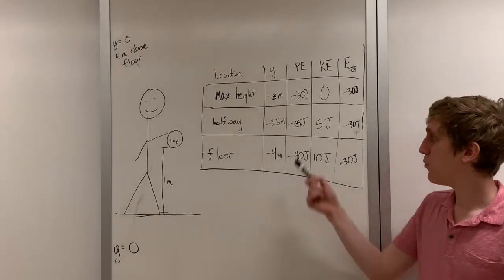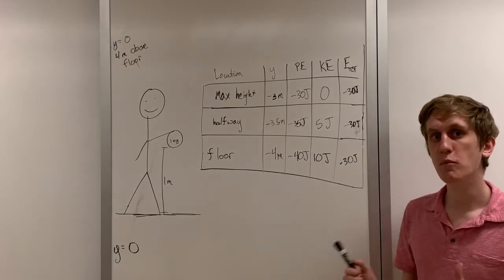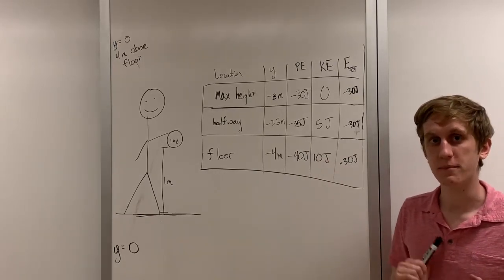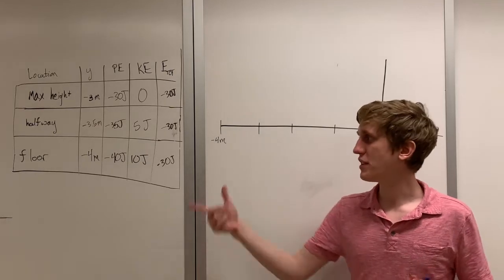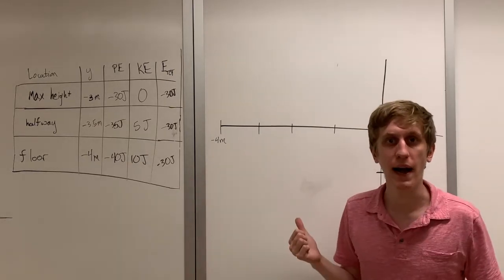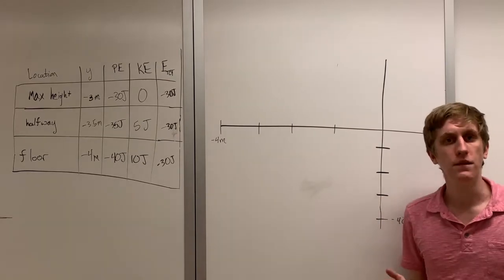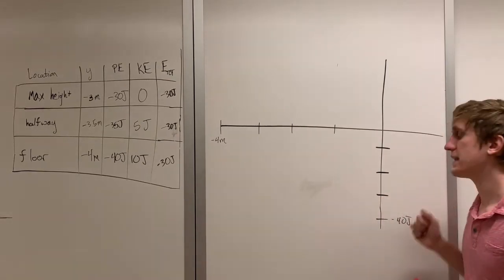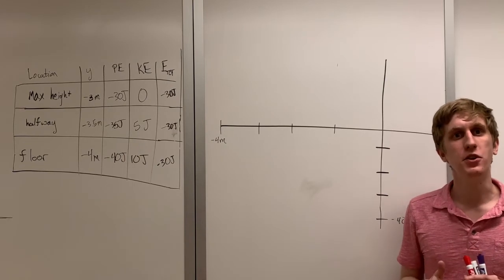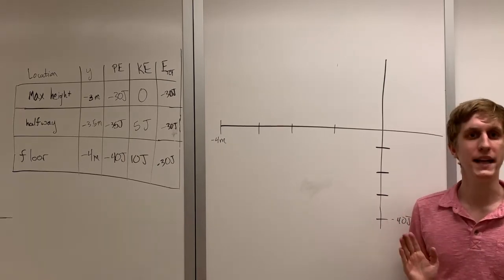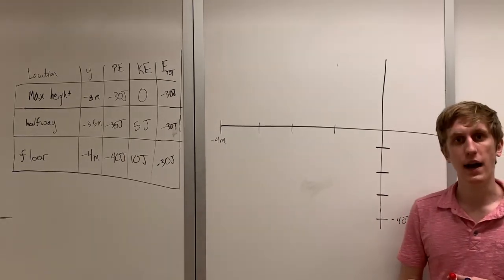Now let's see if we can graph this. I'm going to move over to the next whiteboard to give us some space. Let's try to put the data in this table on a graph. On the x-axis, we're going to put the height of the ball. And on the y-axis, we're going to put the amount of energy. We're going to put all the energy systems on this one graph.